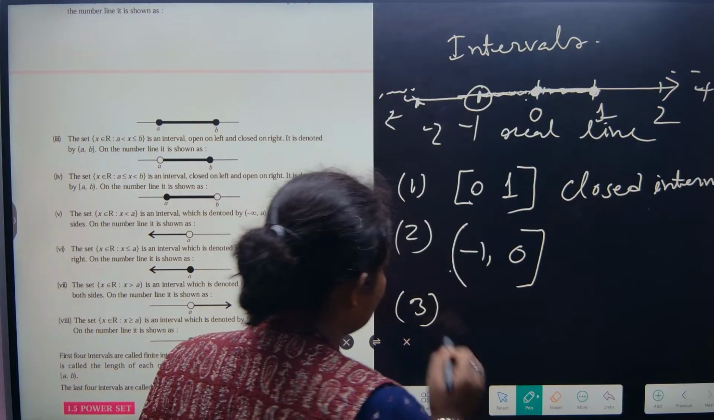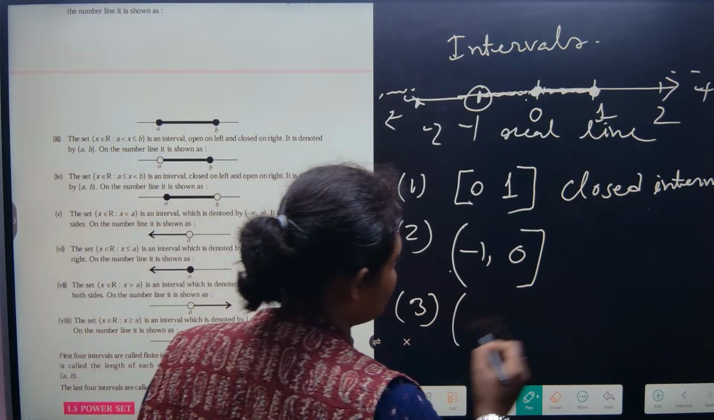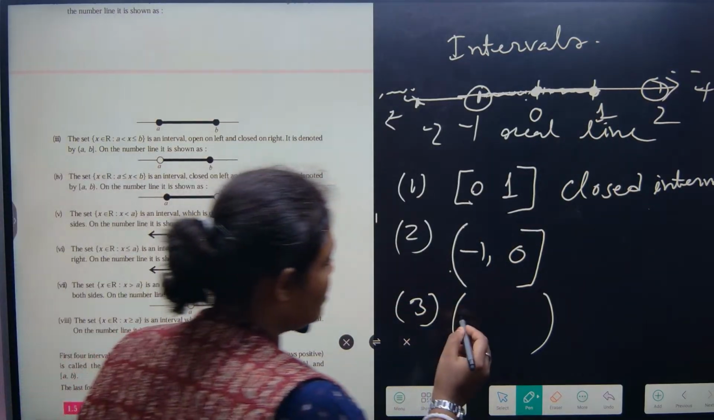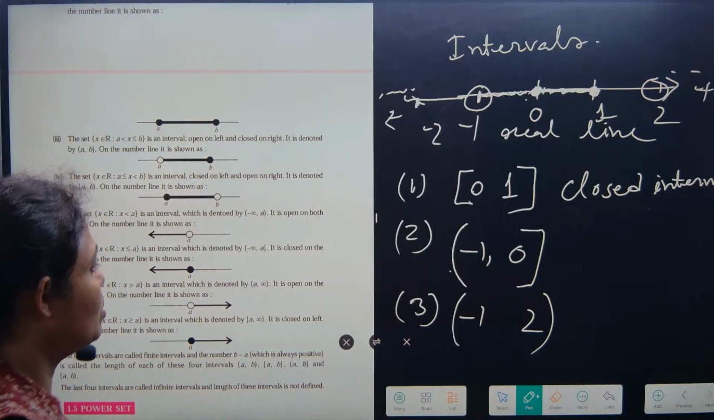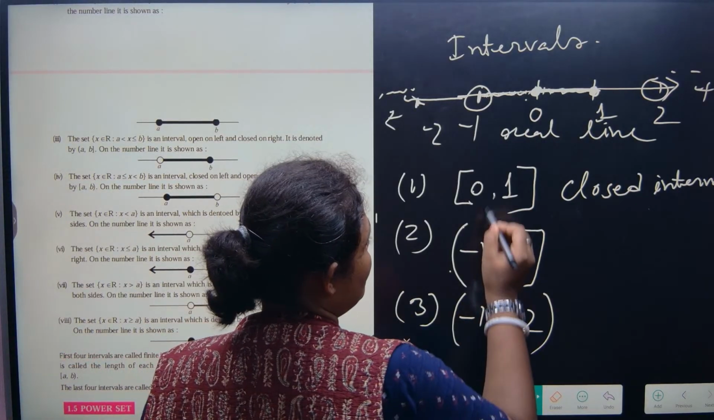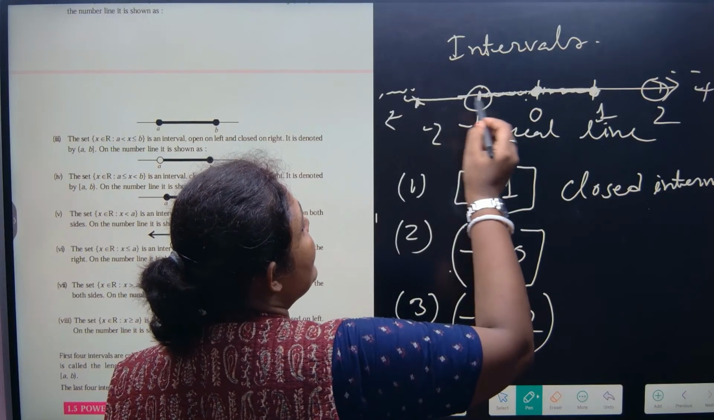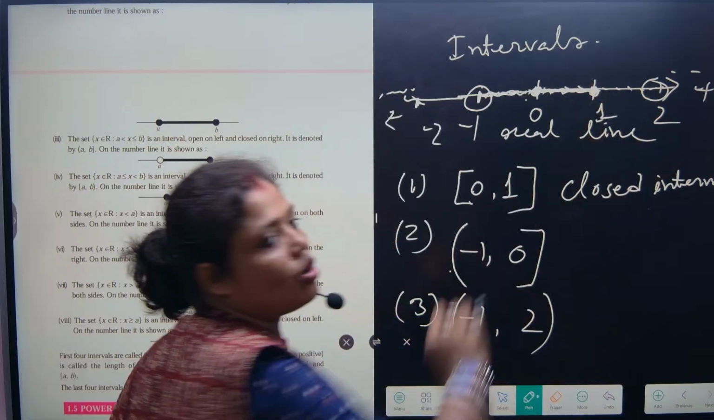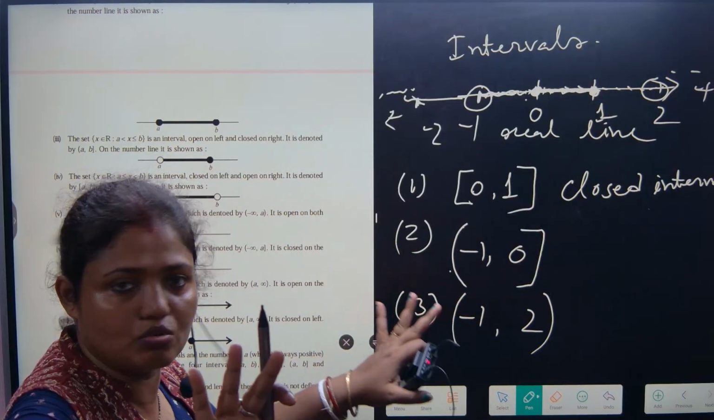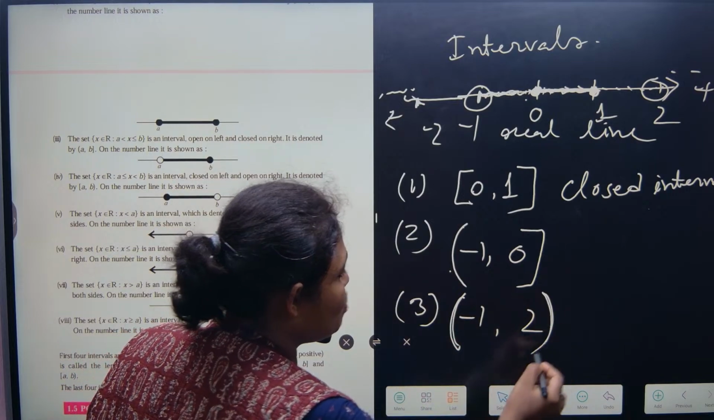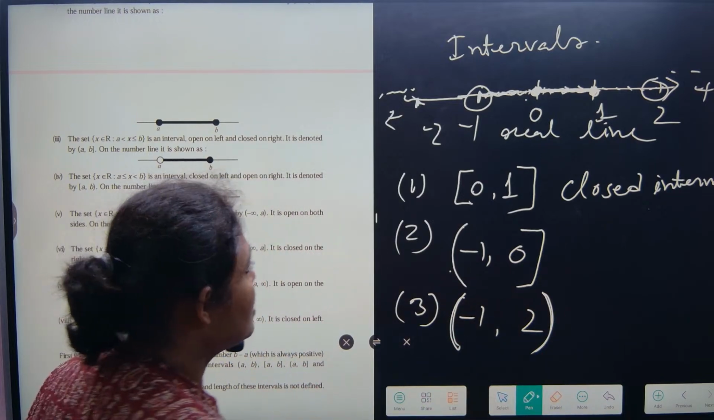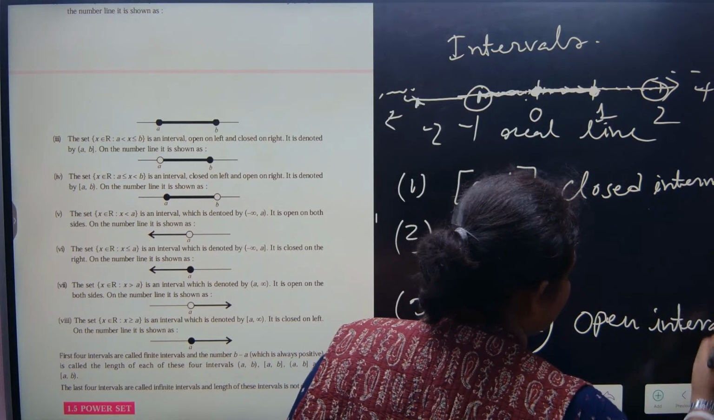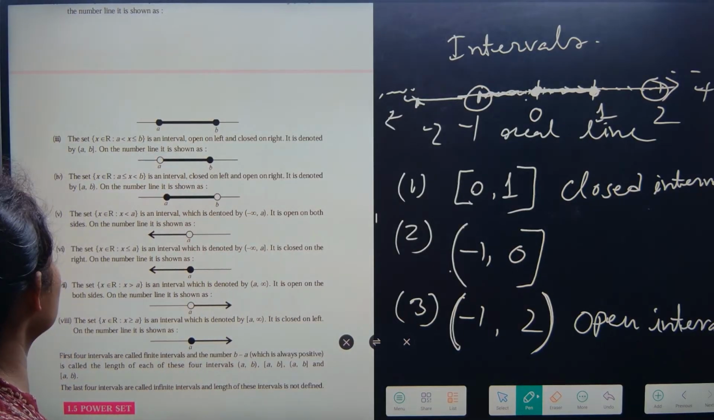Similarly, if both are not included, let us take -1 to 2. All the elements from -1 to 2 are included, but the end points are not included. Then these two parentheses are used. These are called an open interval. So this is all about intervals.